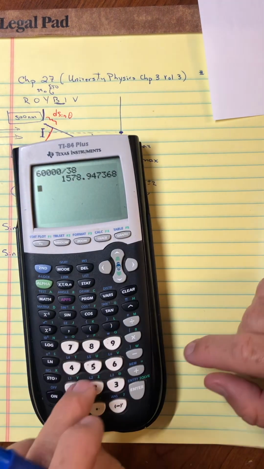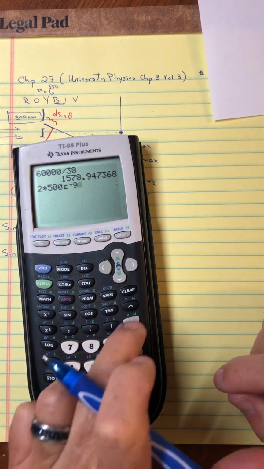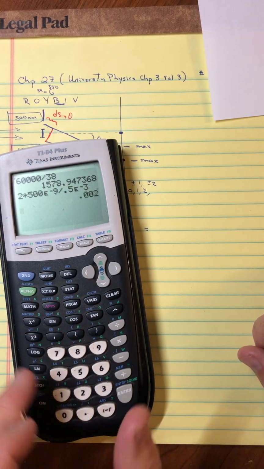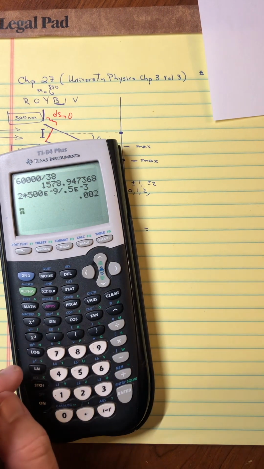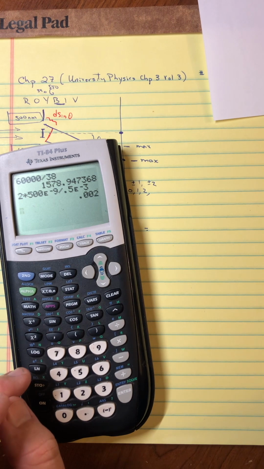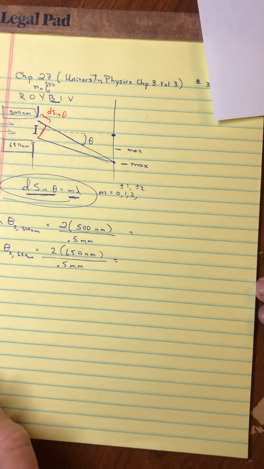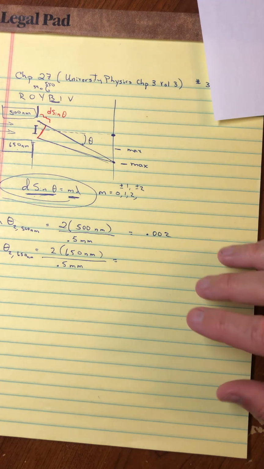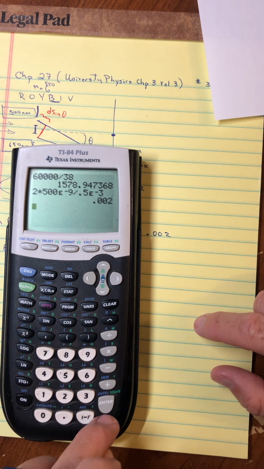And so if I put this in, this is 2 times 500 nanometers divided by a half a millimeter. And so 0.002. We might be better off in radians, because let me just leave that as 0.002 for a second. That's kind of nice.